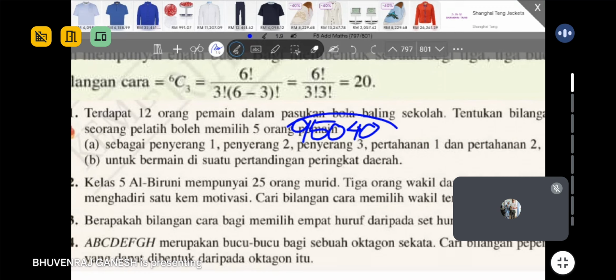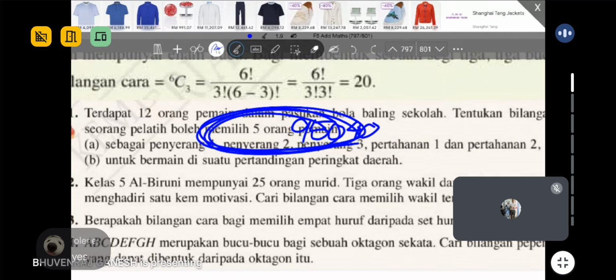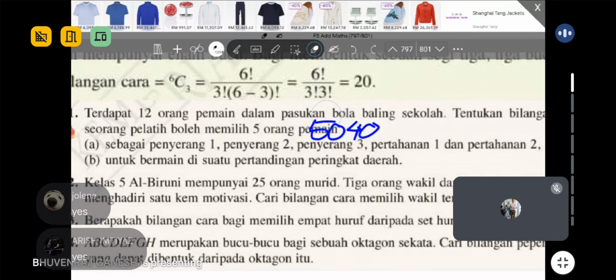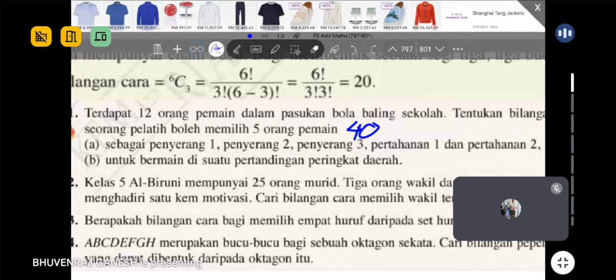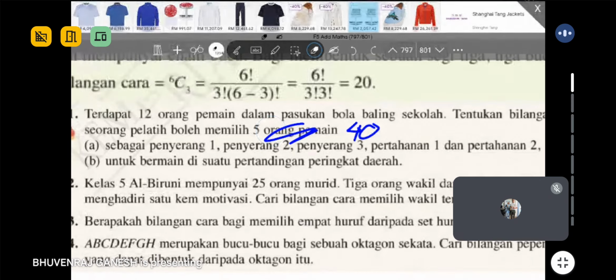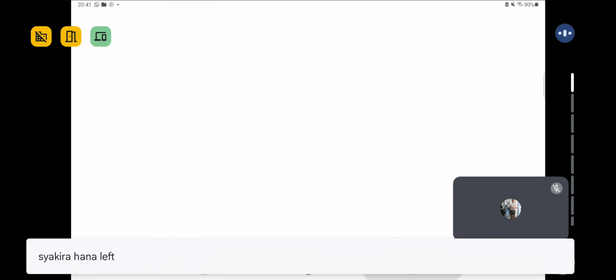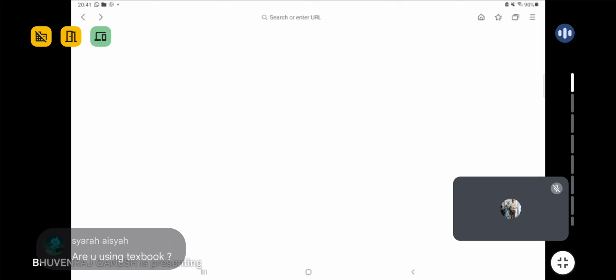Do you all understand guys? Boleh dapat untuk soalan A? Clear? Okay, very good. Alright, so we look at question B. Question B is more on understanding also. So the question is basically how many ways I can choose.